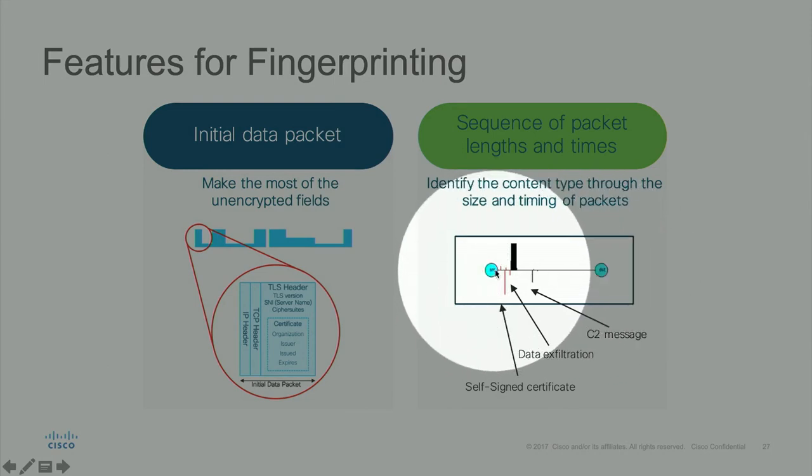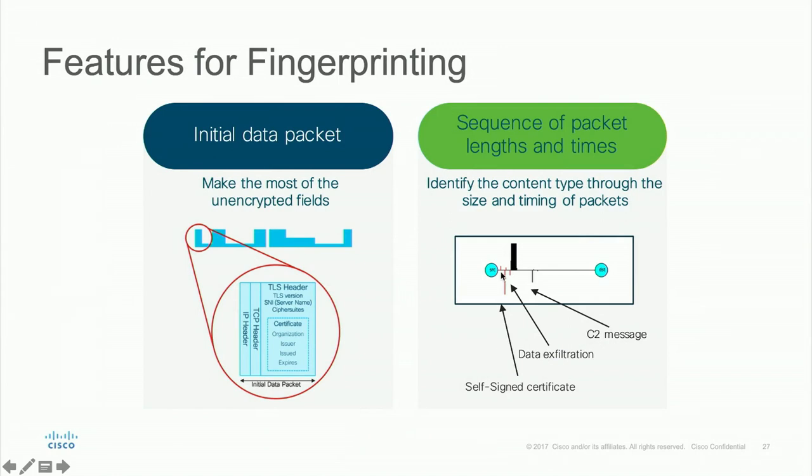Whenever you see a line going upward, that shows a packet from the source to the destination, and its length is the size of the packet. Whenever you see a line going downward, that's a packet from the destination to the source, and once again, it shows the size of the packet.